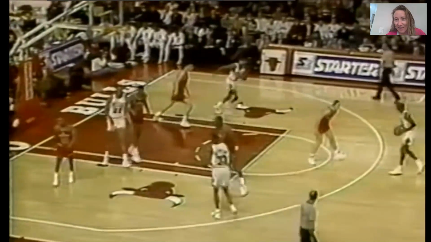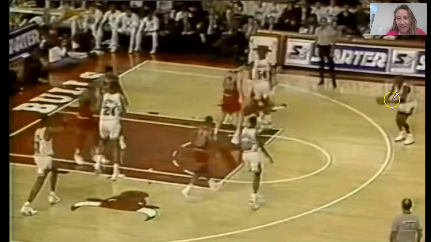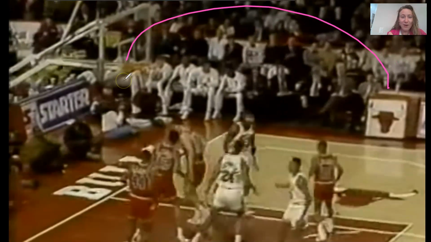Harvey Grant on him. Bulls set up the triangle and reverse it. He's wide open at three.